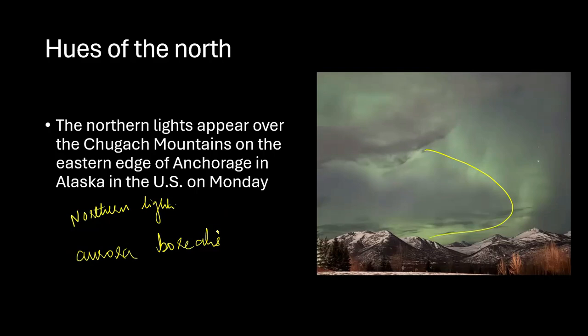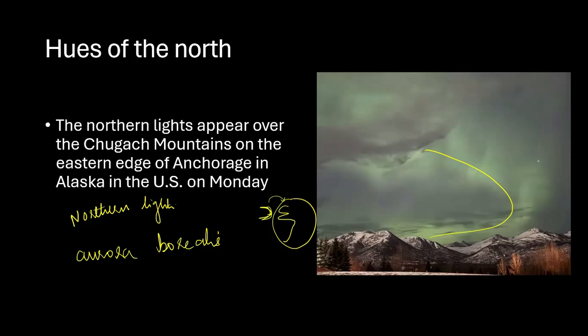They are natural light displays in the Earth's polar regions. So they are basically not present anywhere else; they are present in the polar regions. Here we need to understand, this is the Alaska region. If this is your North America, here you have your Alaska, which is obviously a part of North America. It is also a part of the USA, you can say.